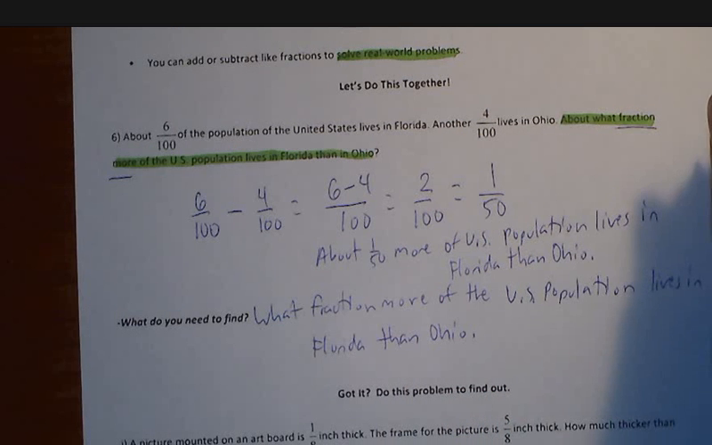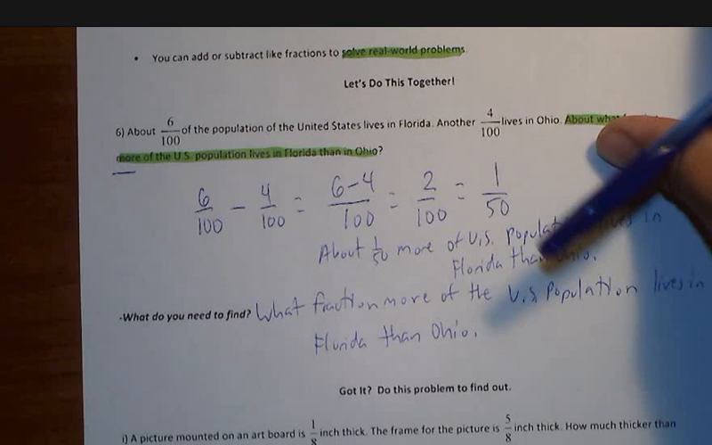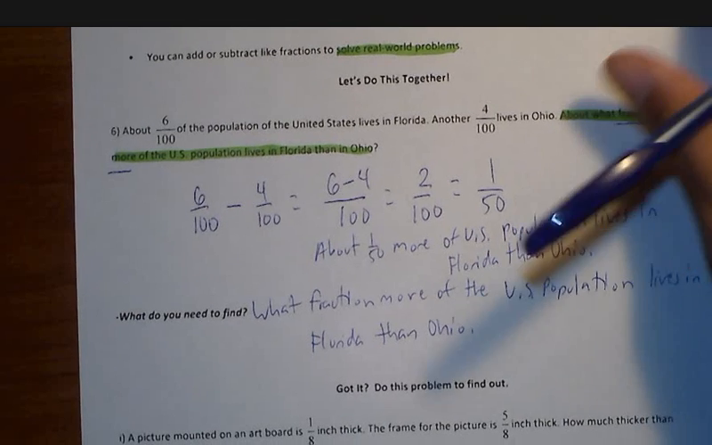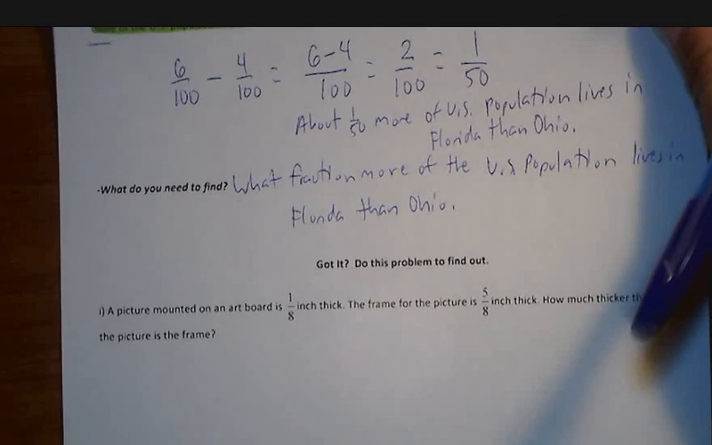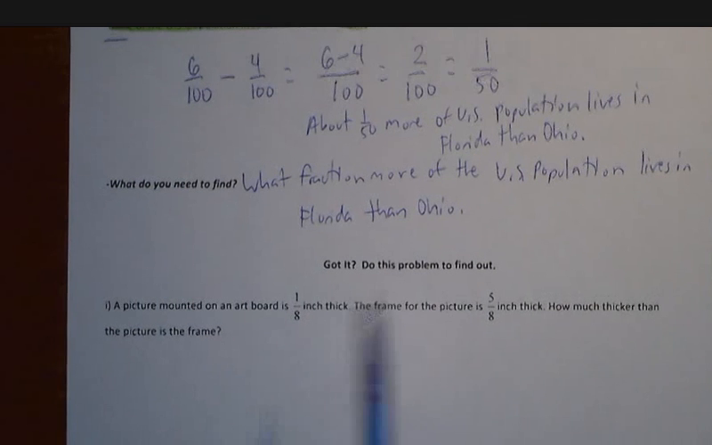So now that we did this problem together, let's go ahead and see if you can do this problem by yourself. A picture mounted on an artboard is 1/8 inch thick. The frame for the picture is 5/8 inch thick. How much thicker than the picture is the frame? So please pause this video and come back to it when you are ready and completed the problem.